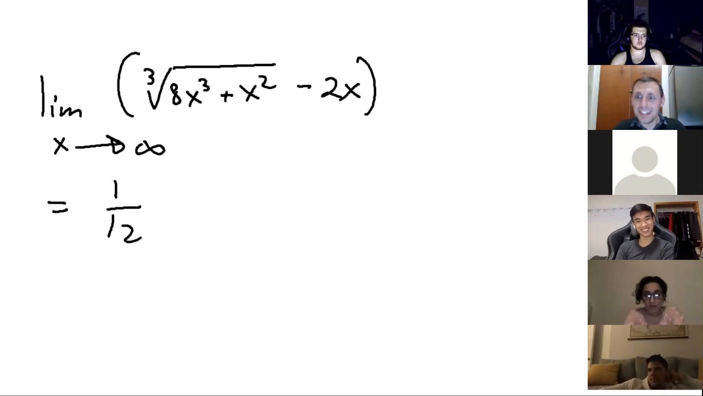Exactly. What? Why are you not seeing it? It's just the derivative of the cube root. Good. Now let's see why that's the case.